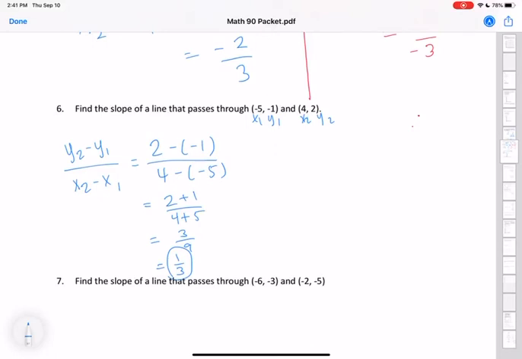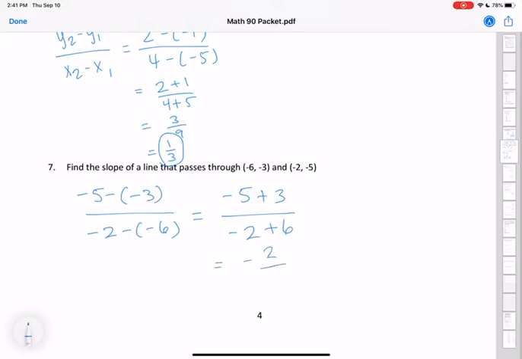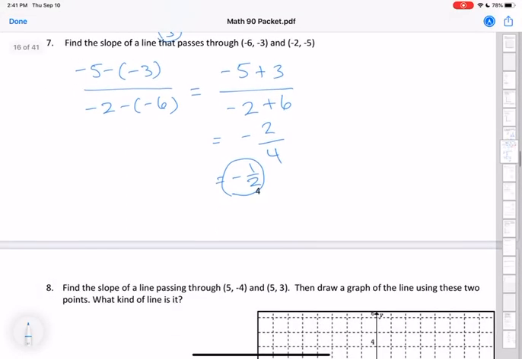Perfect. If you didn't get that one, I'll just tell you this instead. Number 7 ends up being negative 1/2. So if you did not get negative 1/2, take just a minute, hit pause, and give it another try. Otherwise, I'm going to keep working through it. So I have negative 5 minus a negative 3 over negative 2 minus a negative 6, negative 5 plus 3 over negative 2 plus 6 is negative 2 over 4, which is negative 1/2. All right, very good.